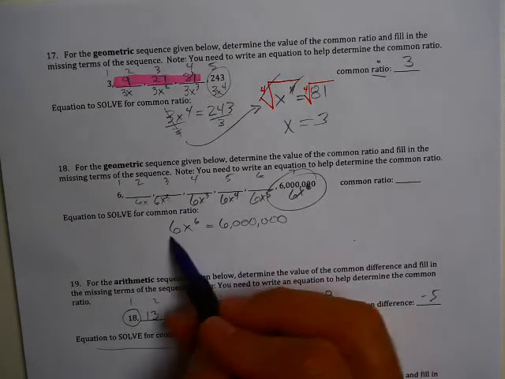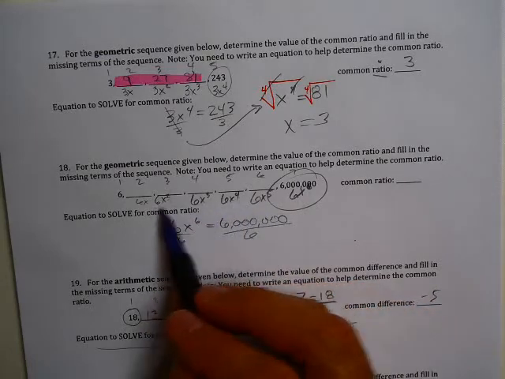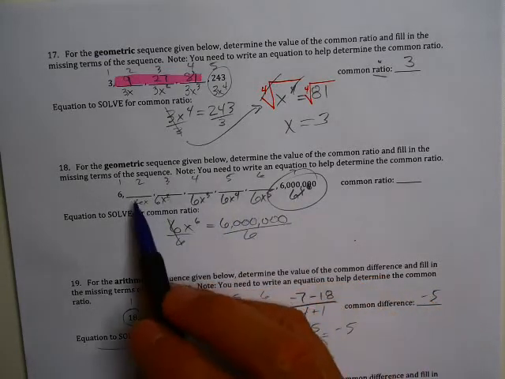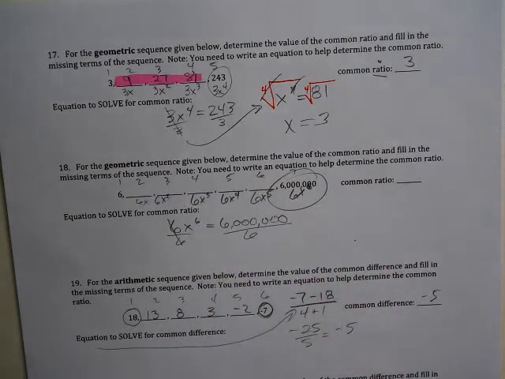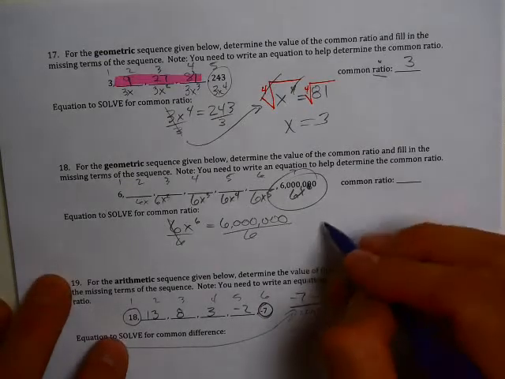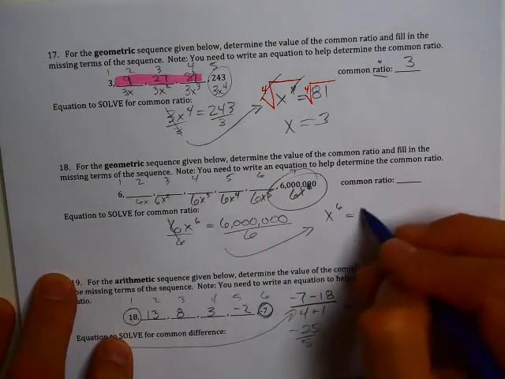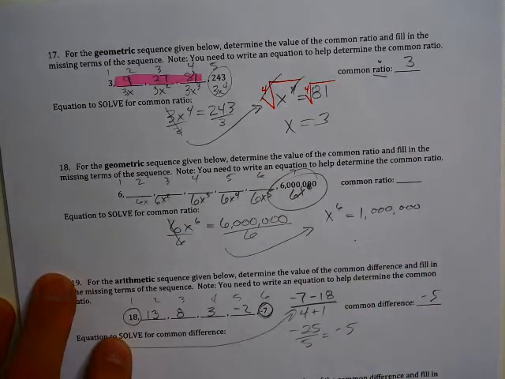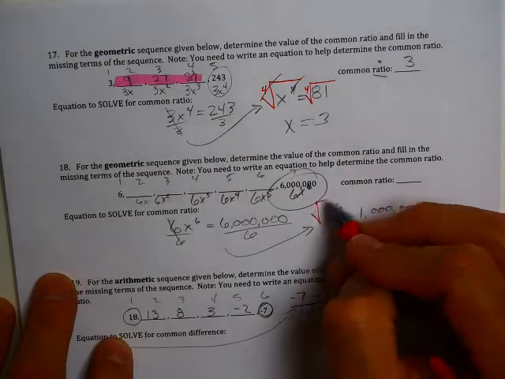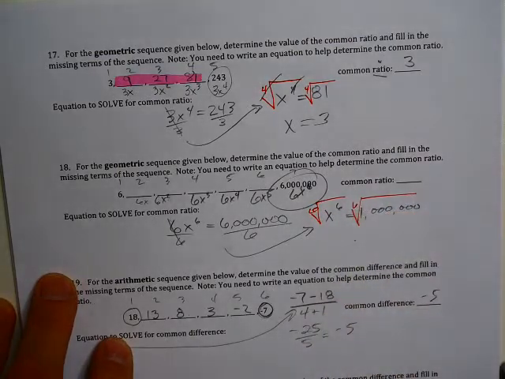Now to solve this, I'm going to divide both sides by 6 and get the x to the 6th by itself. Now, I like to write it out this way, but really what's happening is the number of spaces plus 1 is your exponent. If you notice that, that's great. So then that's going to be x to the 6th equals 1 million. And to cancel that exponent, I'm going to take the 6th root of both sides of this equation. So this will cancel this.